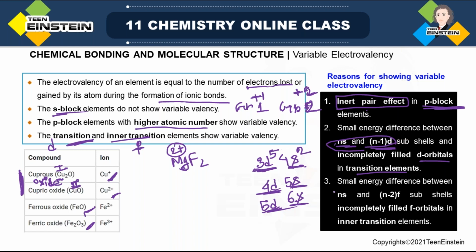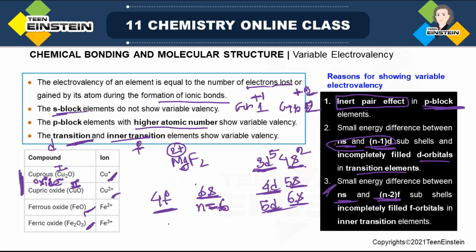And when it is inner transition, that is F block, the third statement: small energy difference between ns and n-2f. Remember, there are basically two series, 4f block and 5f block, or you can say lanthanides and actinides. So when it is 4f, n will be 6. So n-2 will be 4, that means n-2f is 4f. Now the energy difference between 6s and 4f is very less. So electrons present in 4f can be used, and electrons present in 6s can also be used. So that is the reason.